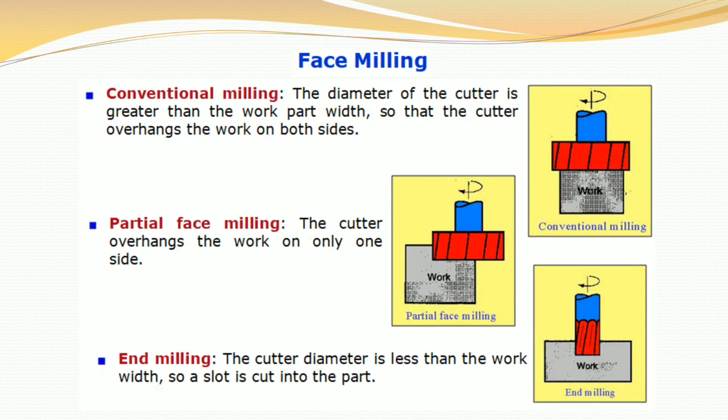Now talk about face milling. First one, conventional milling. The diameter of the cutter is greater than the work part width so that the cutter overhangs the work on both sides. Partial face milling. The cutter overhangs the work on only one side. End milling. The cutter diameter is less than the work width, so a slot is cut into the part. And there are the figures of conventional milling, partial face milling, and end milling.